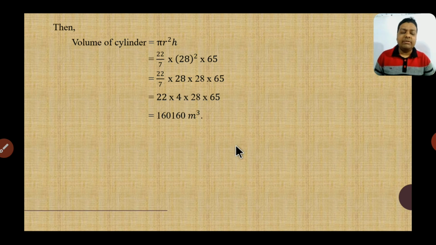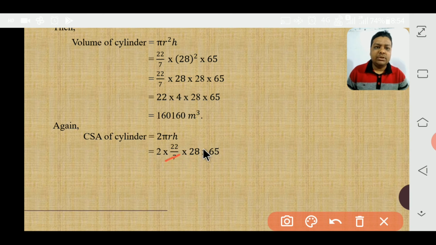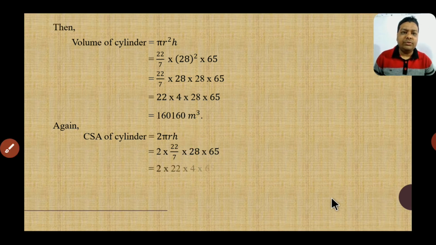I hope that you all have understood, students. So let's see CSA of cylinder also, 2 pi r h, 22 by 7 into 28 into 65. 7 4 times 28. Now it will be 2 into 22 into 4 into 65. Multiply it, we will get 11,440 meters square. That is the curved surface area of cylinder. I hope that you all have understood, students, because it is all the formula based question.